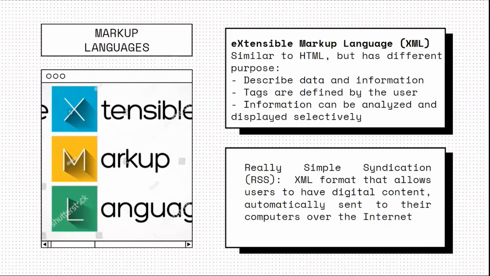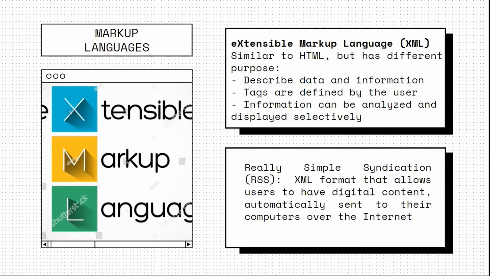XML is a markup language specification developed by the W3C that is similar to HTML, but has a very different purpose. Whereas the purpose of HTML is to control the look and feel and display of data on the web page, XML is designed to describe data and information.